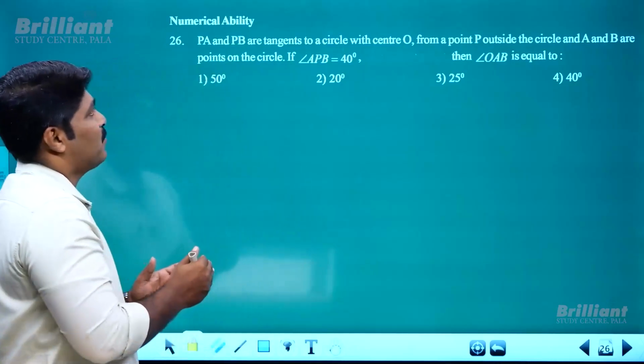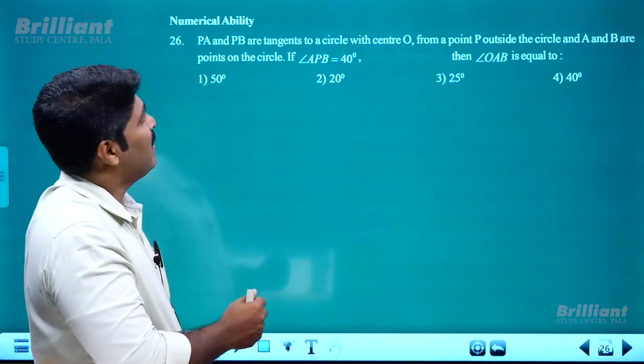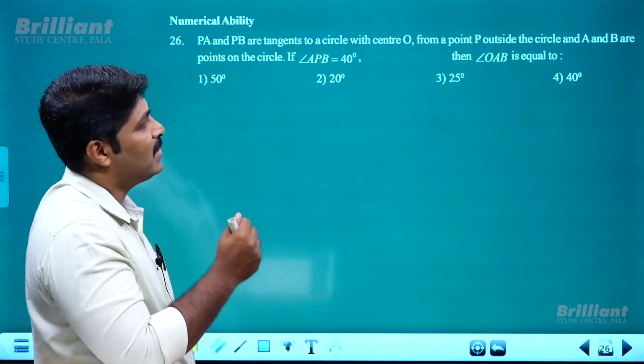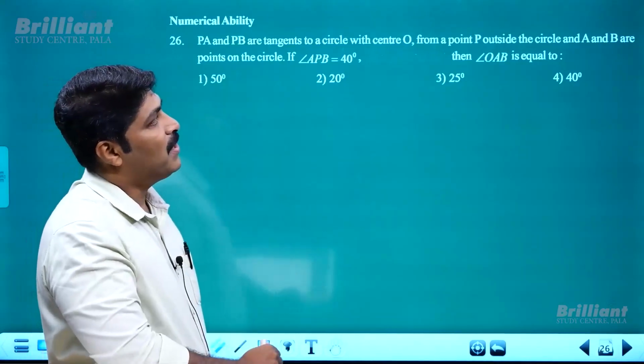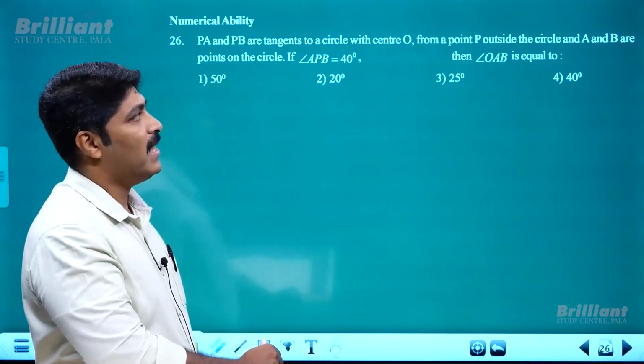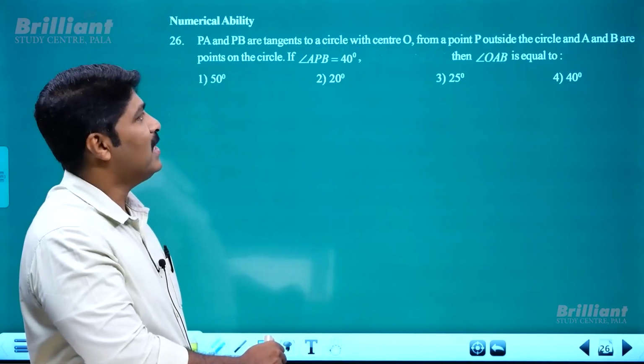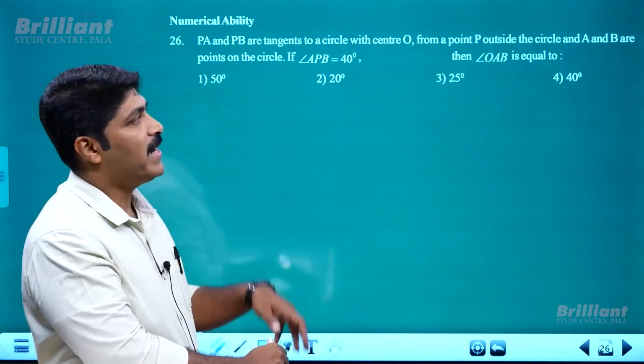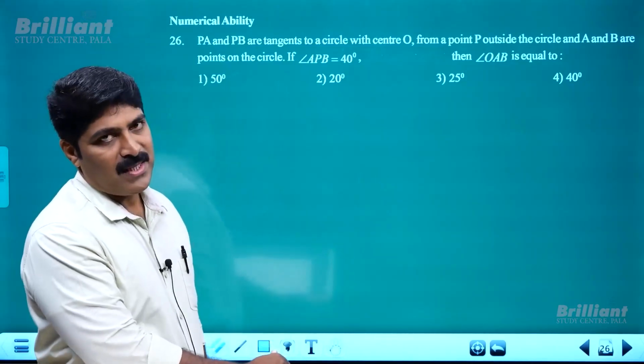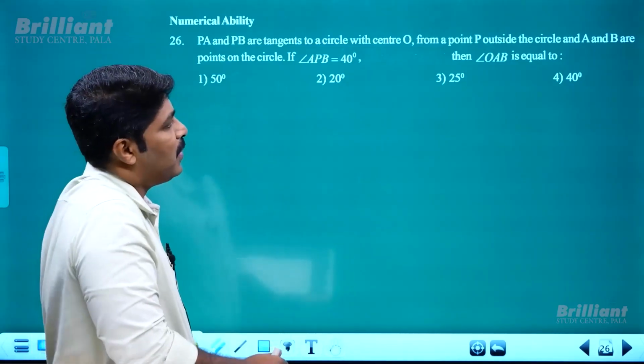Here the first question is from geometry. PA and PB are tangents to a circle with the center O from a point P outside the circle. A and B are points on the circle. If angle APB is 40 degree, then what is angle OAB? In such a question, first of all, you have to draw a diagram.